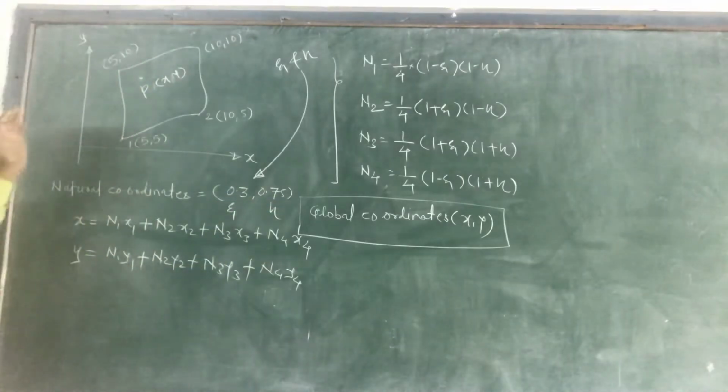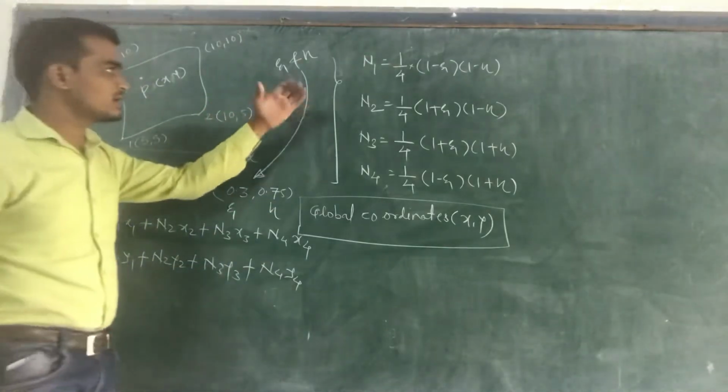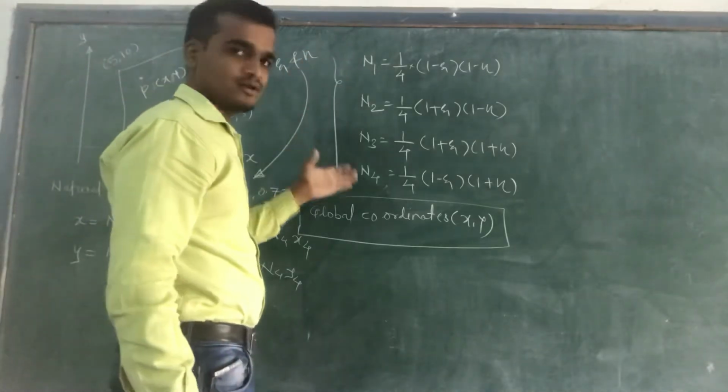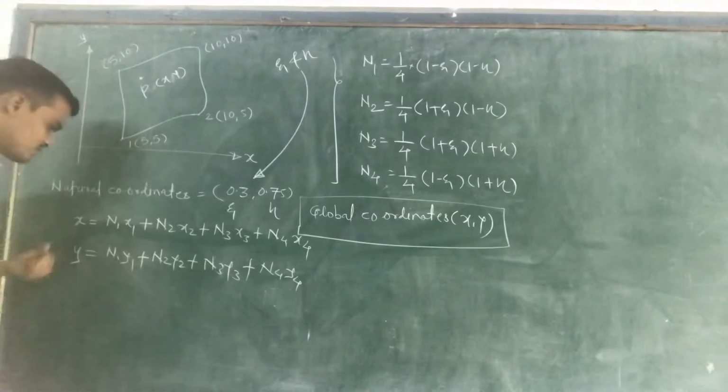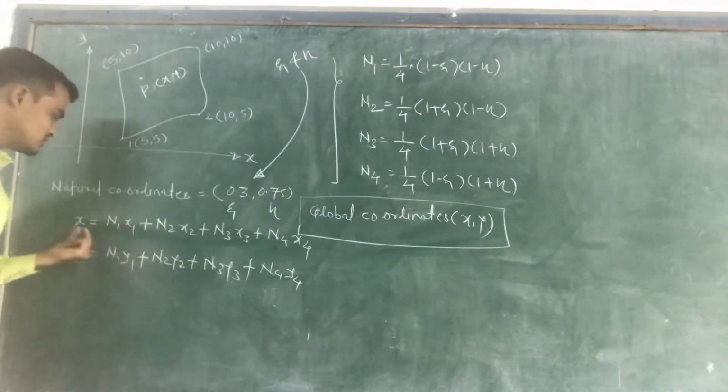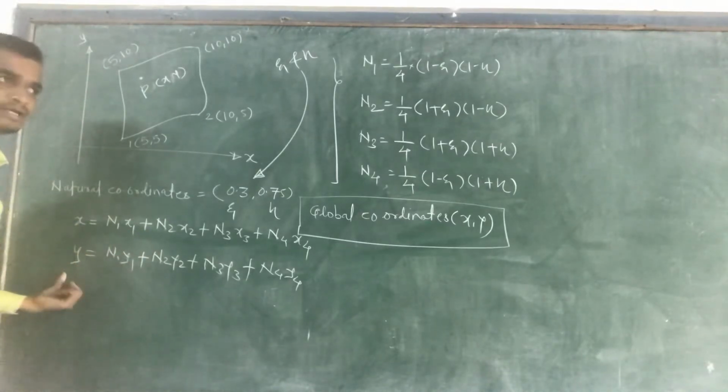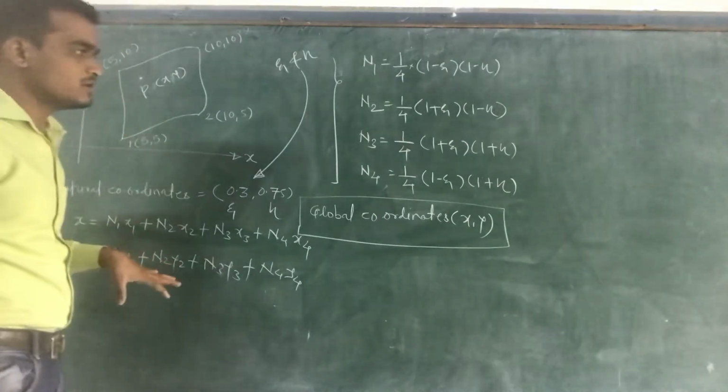By using this eta and zeta, you can determine first n1, n2, n3, n4. Then by putting n1, n2, n3, n4 in this equation for x and y, you can find x and y. Okay, so this is for your rectangular system.